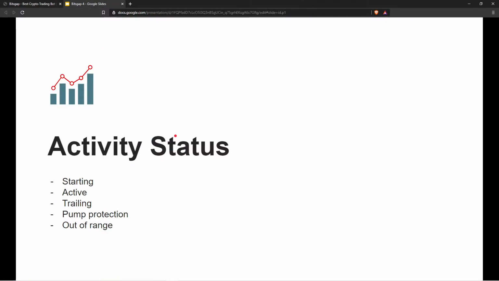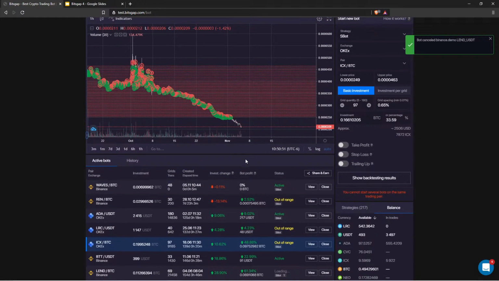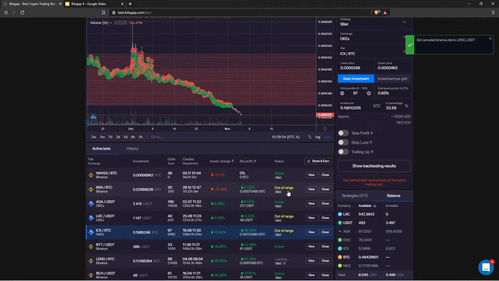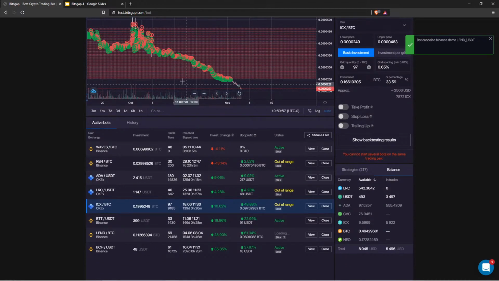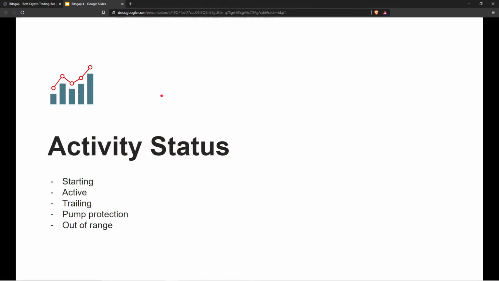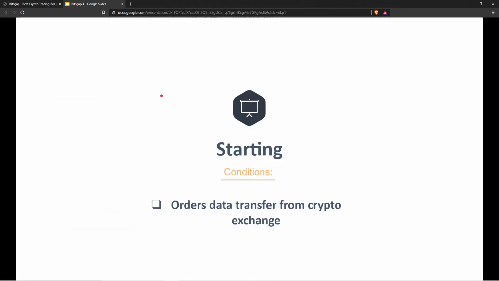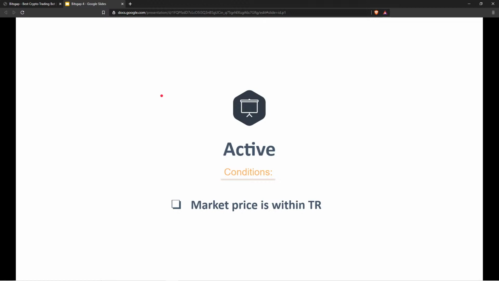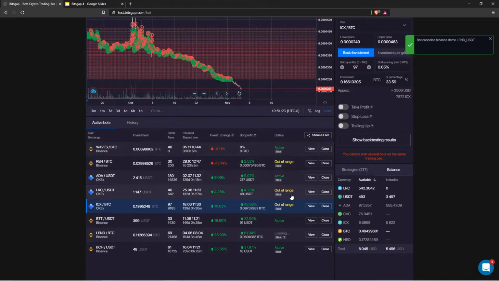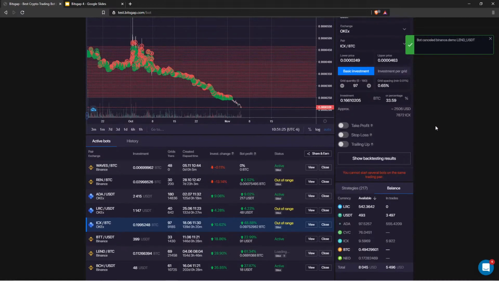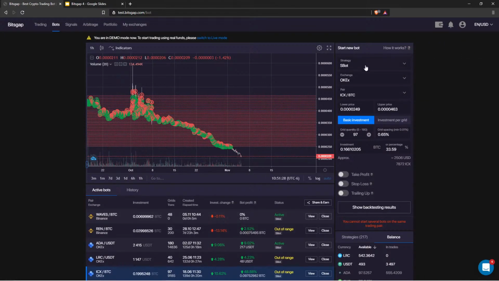So let's continue. Now you've noticed that you have activity status. You have the active one, the out of range, and some others are also presented. You can also find that there is a starting status, which basically means that at that time there is an order transfer, like the data transfer between the exchanges. And this status actually changes within just a few seconds, so most likely you will never see this status at all. Another one is active, the one that we see right now in some of my cases. And once again, these are my experimental trades. This is my demo account.